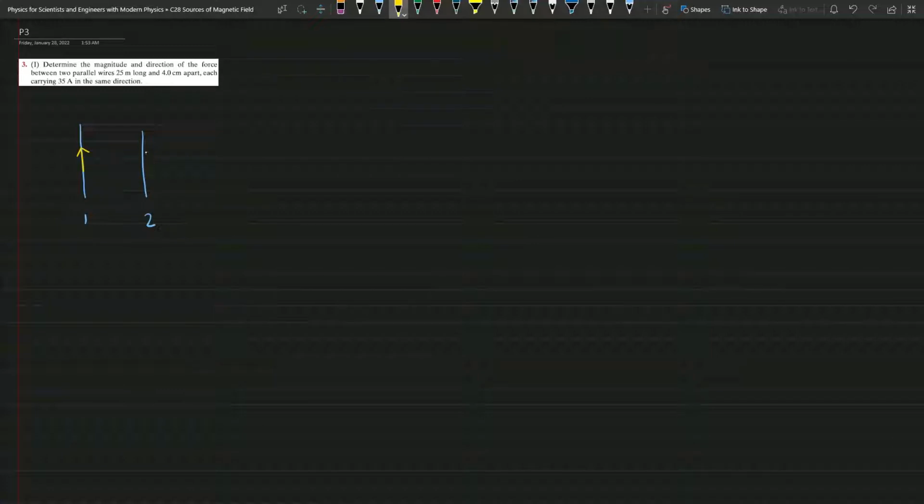We have two wires. This is wire 1, this is wire 2, and both have the current passing through in the same direction. Let's call this I1 and let's call this I2 to differentiate them. Now we know the current will produce a magnetic field, right? So let's consider B1, the magnetic field produced by current 1.